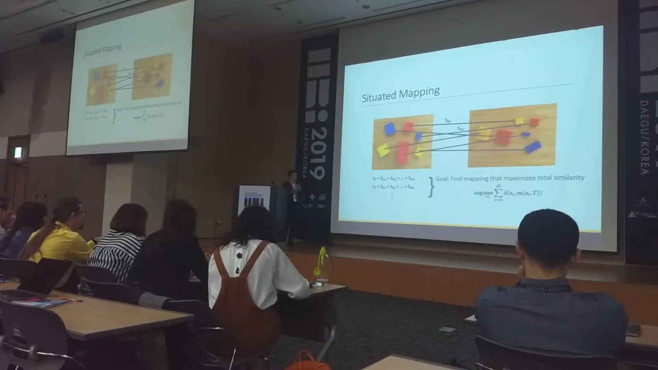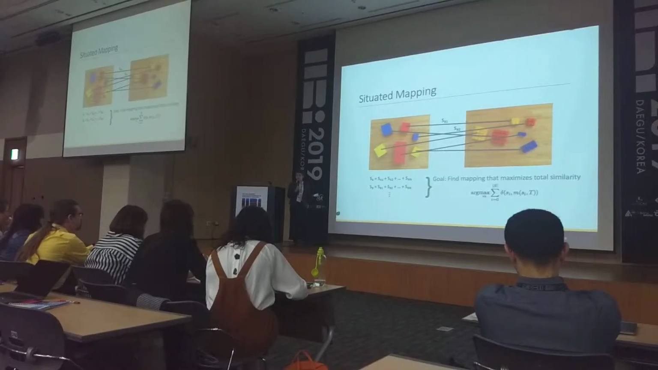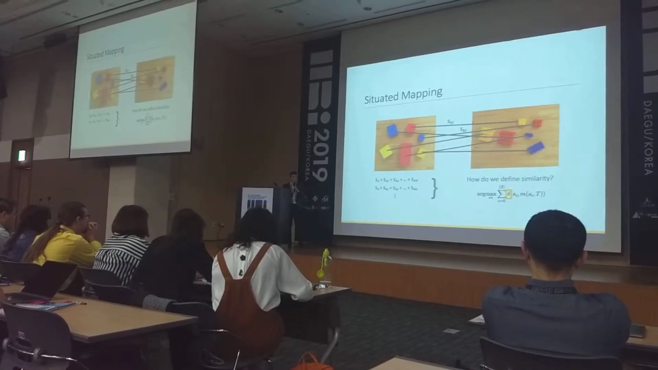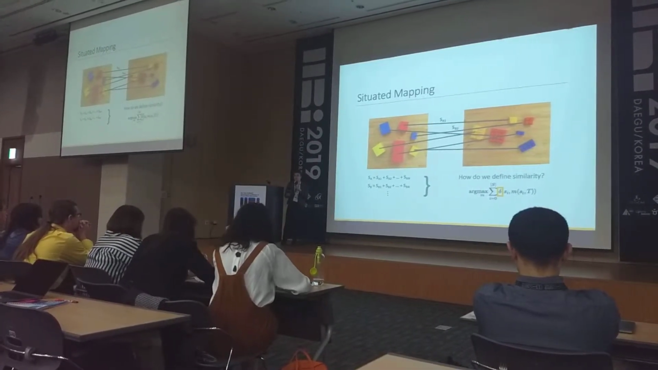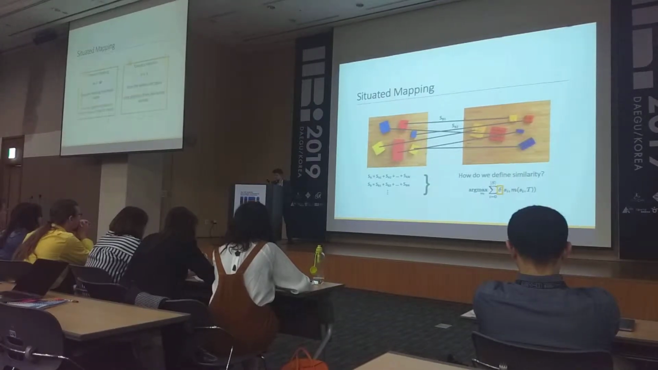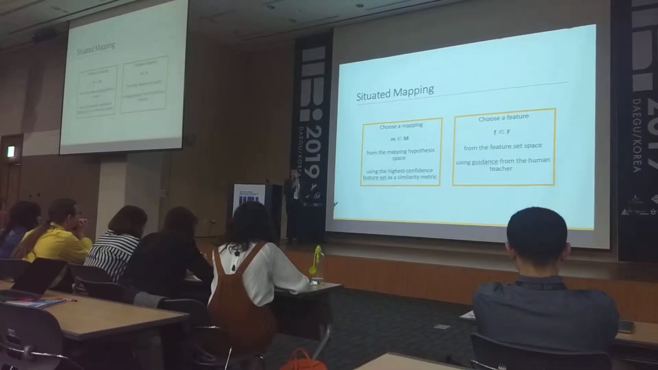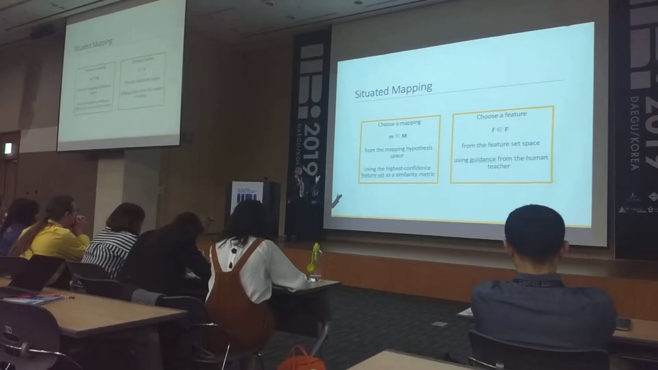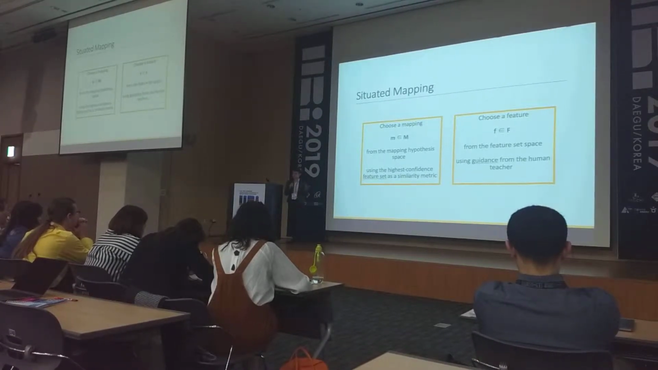Now, it would be easy if we could just say, let's find the mapping in the mapping hypothesis space that maximizes total similarity between corresponding objects. But of course, this relies on us having a measure of similarity, which again is difficult here because it's contextual. It's dependent on the task being performed. So not only should the robot consider the whole mapping hypothesis space, but it also has to consider the set of features to use in order to evaluate those mapping hypotheses. So we consider both of these at the same time.